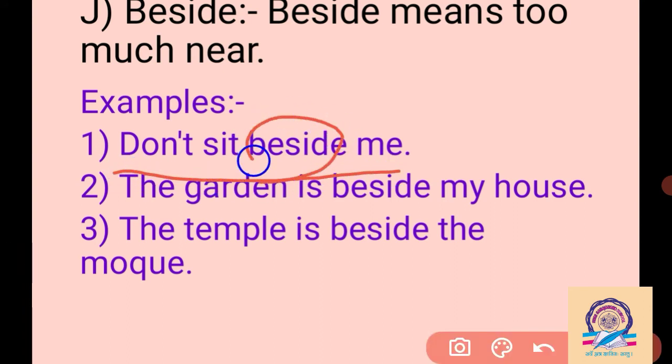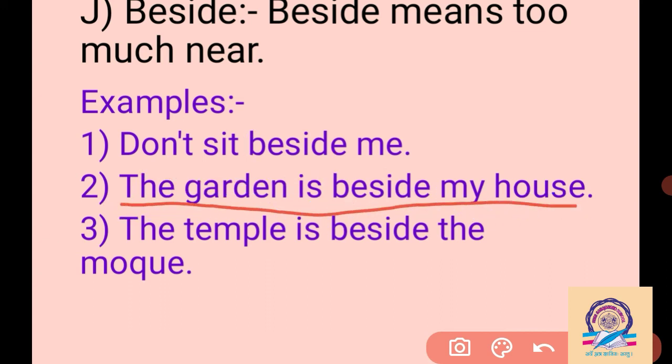It means someone is sitting beside you. So at that time you can say, don't sit beside me. Then, the garden is beside my house. Here the garden is very near. When your house finishes, the garden starts right there. So it is very near. At those times we have to use beside.